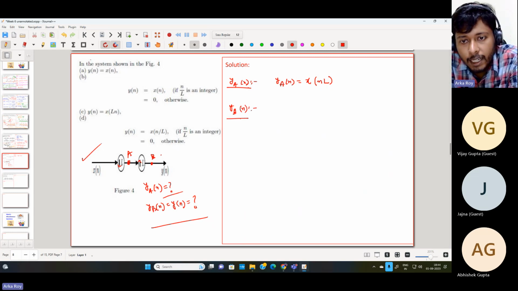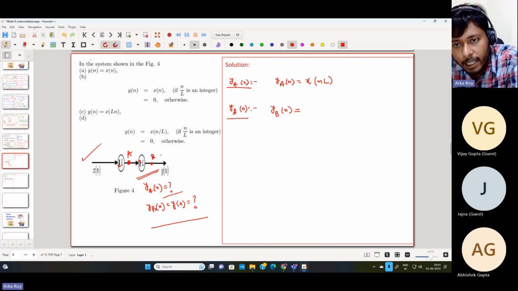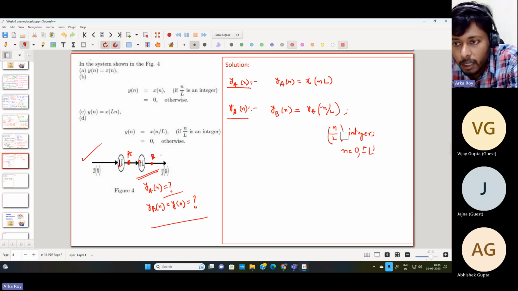The second one is y(b) of n. Here actually the main catch lies. I can write y(b) of n as y(a) of n upon L. This n upon L is the main governing point for which locations I will get the values. So n upon L should be an integer, which means n should be a multiple of L: plus minus L, plus minus 2L, plus minus 3L, etc.